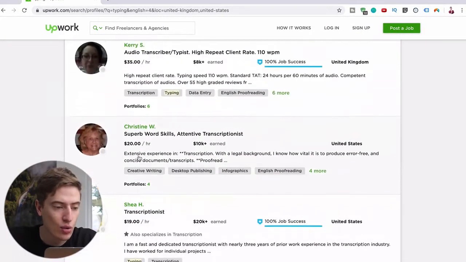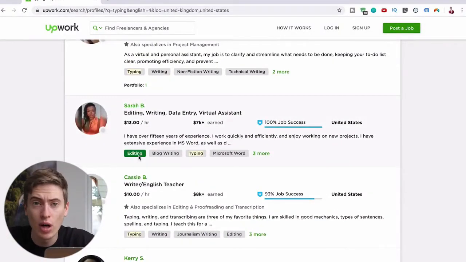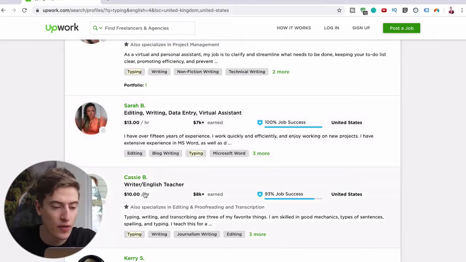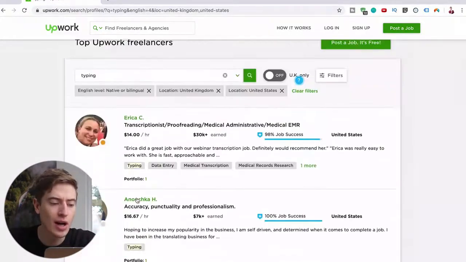All right, and they're all doing typing jobs. They're doing other jobs as well, but they're doing typing. So what you could do is you could start by being the cheapest one. So you can see here so far the cheapest one is $10. You could go down to $9 per hour.